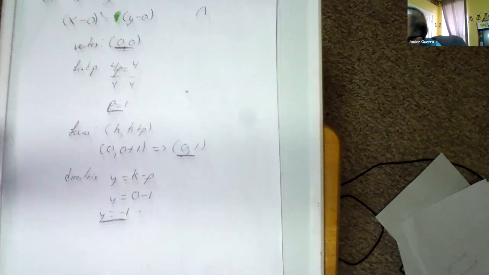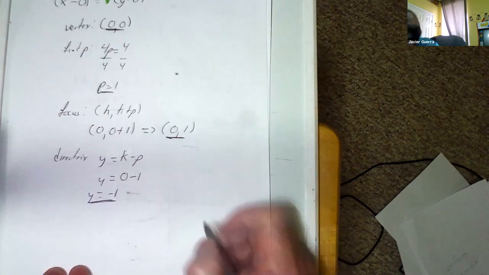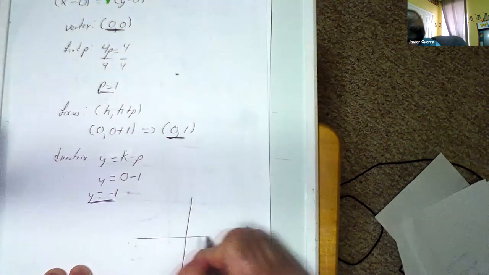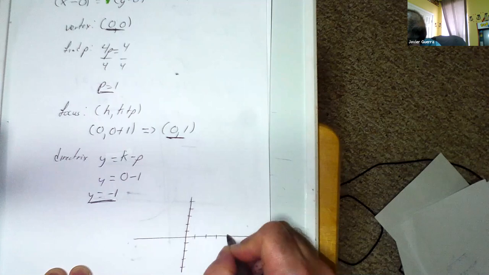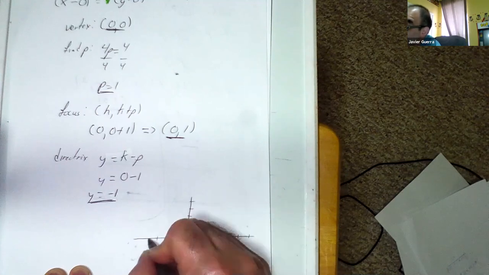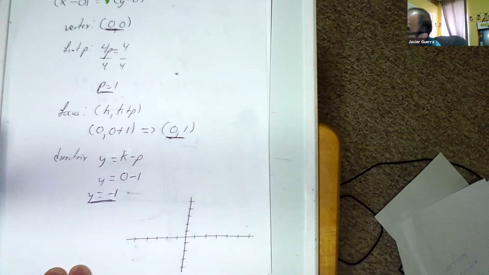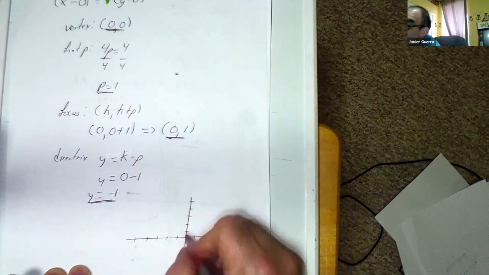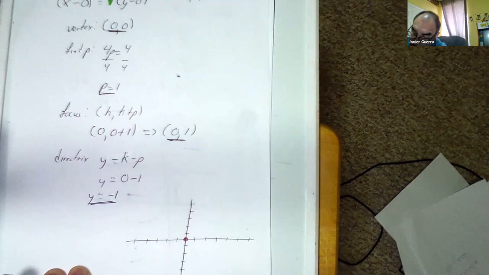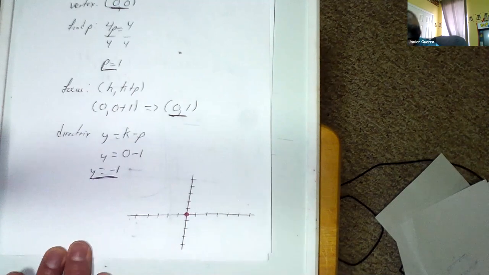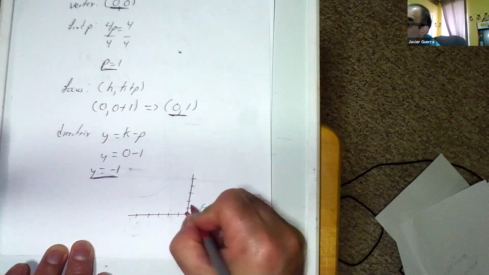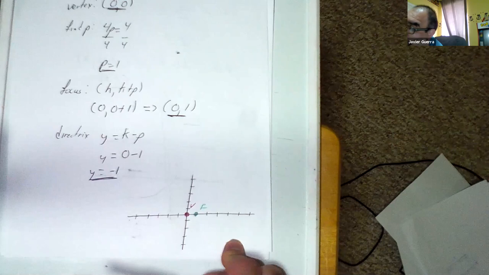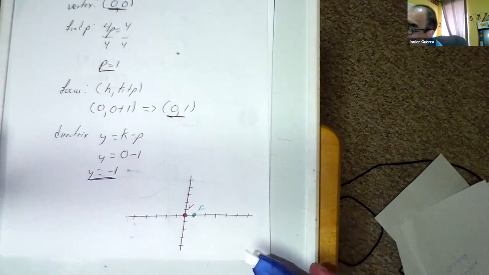All right, let's see if I can graph. I'm gonna draw a teeny weeny one. I don't know if it'll fit here, but I'm gonna try. Okay, that looks like a good grid. Center. All right, focus. 0, 1. F, V. Uh-oh, wait, did I do something wrong? 0, 1. What did I do wrong?